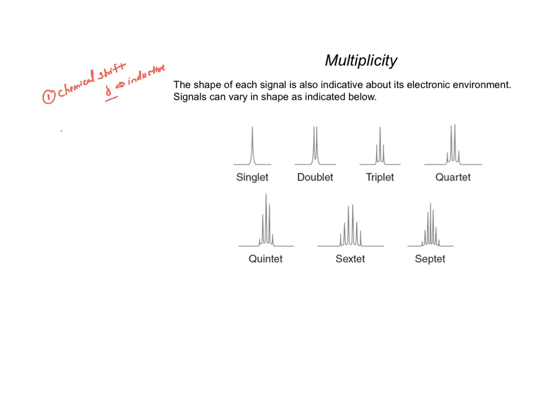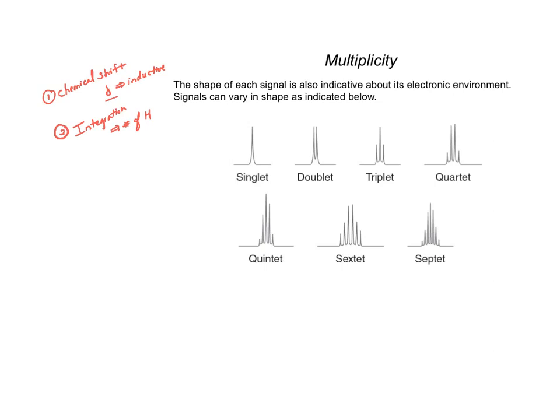Okay, the second characteristic that we talked about was the integration, and again, this was the area under the curve, right? And so this was going to give us some indication of the actual number of protons that were giving rise to the signal, right? So we can integrate under every signal and essentially know how many protons are responsible for creating that signal, which is very, very helpful, okay?